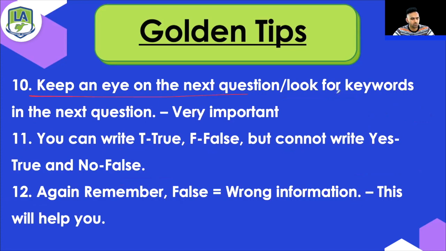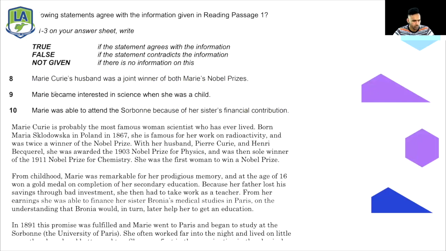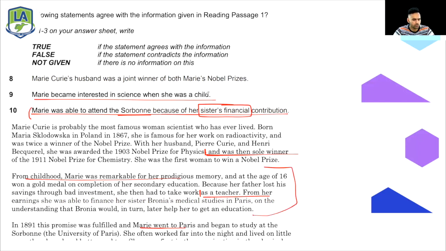Keep an eye on the next question. Look for keywords. Why? Let's say you figured out the answer for number 8 here, and then you know the answer for number 9 will be after. And then let's say number 9 answer is here, number 10 will be here. So when you're trying to solve number 9, be a bit aware of what's in number 10 as well. For example, you can be a bit conscious about financial contribution or this person's name. Because sometimes, let's say you start reading from here and you're reading all the way, and you'll come to know that yes, this sentence, for example, is giving me information about number 10. Means I have already gone through the answer for number 9, but I've missed it.